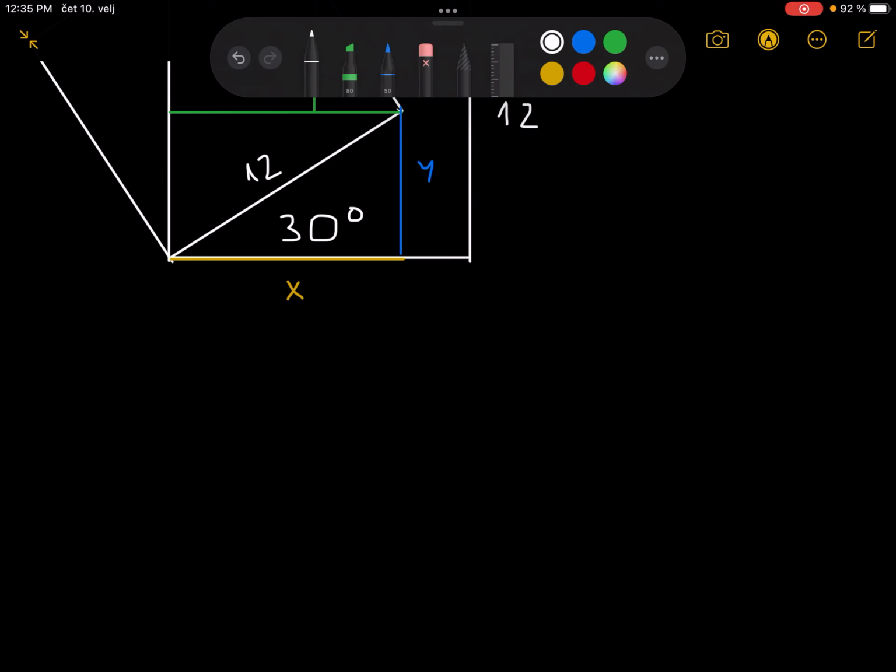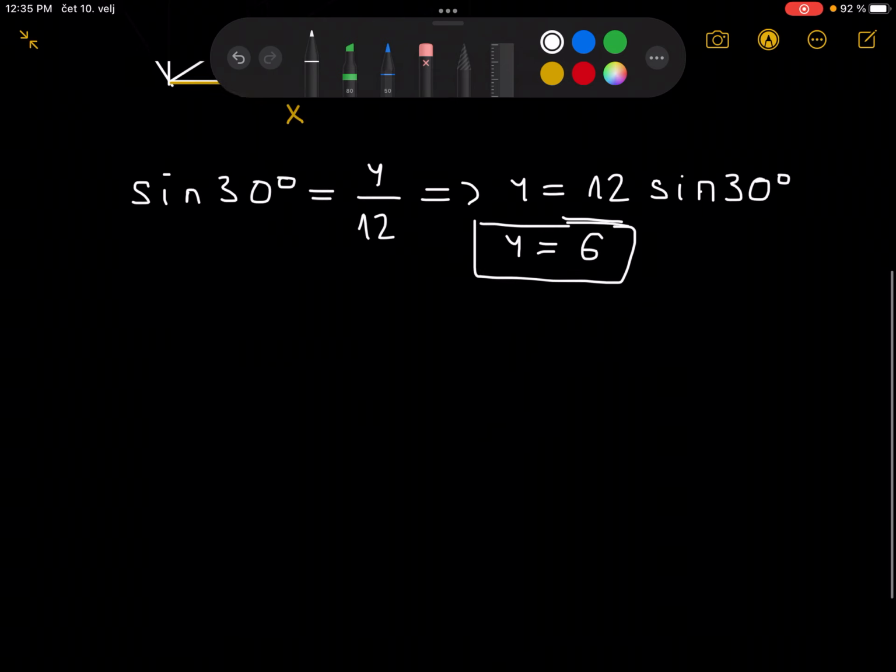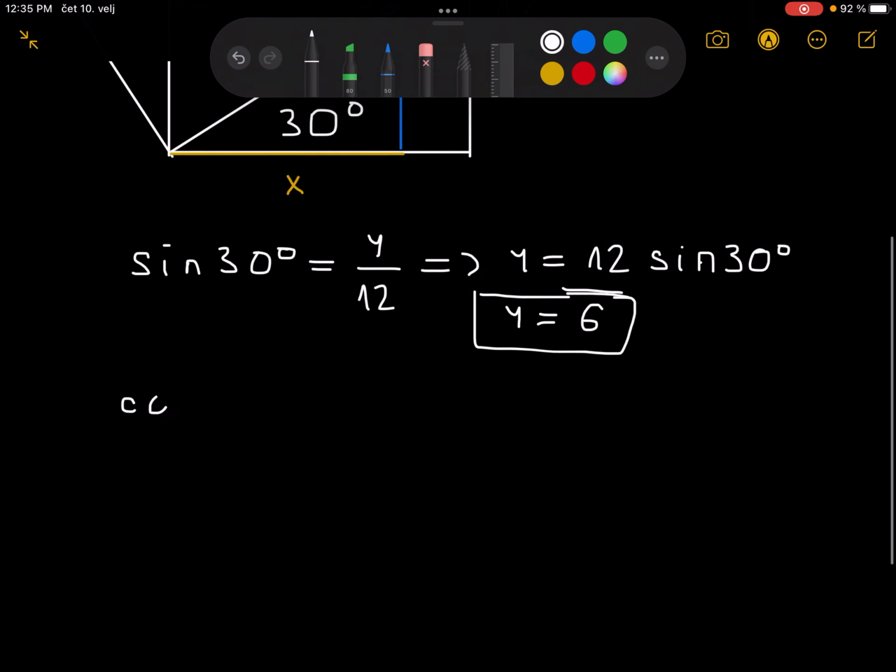So I'm going to be using some trigonometry. So sine of 30 degrees is equal to y over 12. And from here, it follows that y is equal to 12 times the sine of 30 degrees. Since the sine of 30 degrees is 1 over 2, that must mean that the value of y is equal to 6.